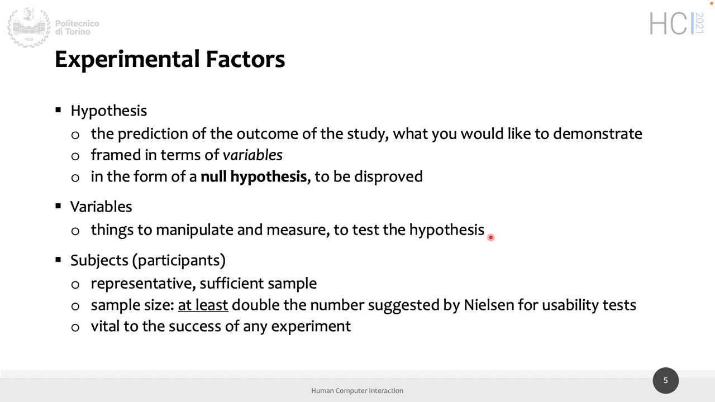And the user interface is also a variable because it is the thing that we manipulate. We give our participants version one and version two. We manipulate which kind of user interface our participant will see. Some will see version one and some will see version two. But that is also a variable because we manipulate it. We change the things that participants see.